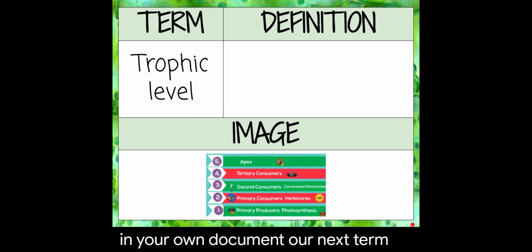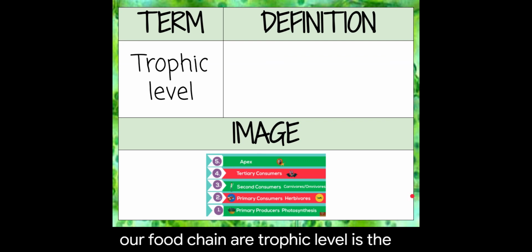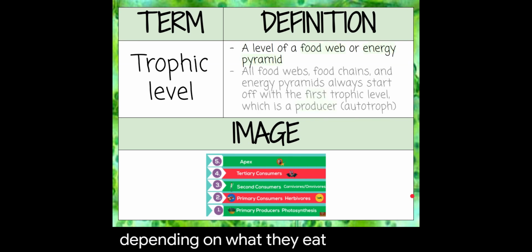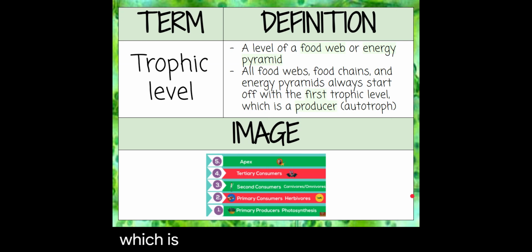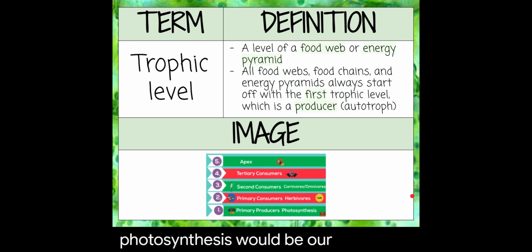Our next term is trophic level, and this is exactly what we saw in that energy pyramid as well as in our food chain. Our trophic level is the level at which the organism is depending on what they eat. We are always going to start at the first level, which is going to be our producers or our autotrophs. So any organism that does photosynthesis would be our primary producer. It would be our first trophic level and the bottom of our food pyramid or food chain.